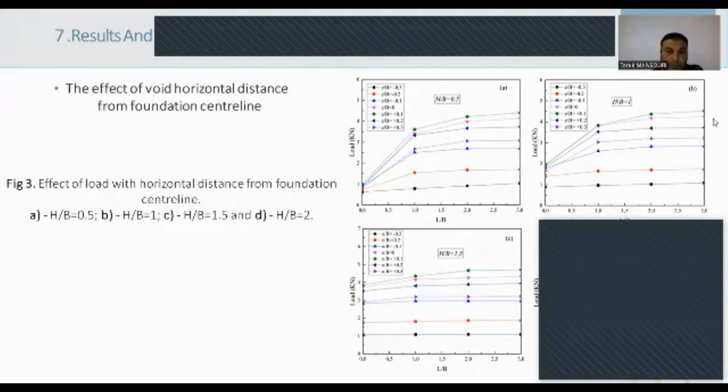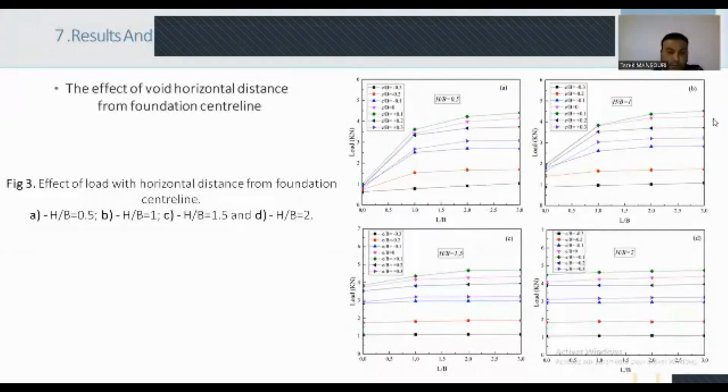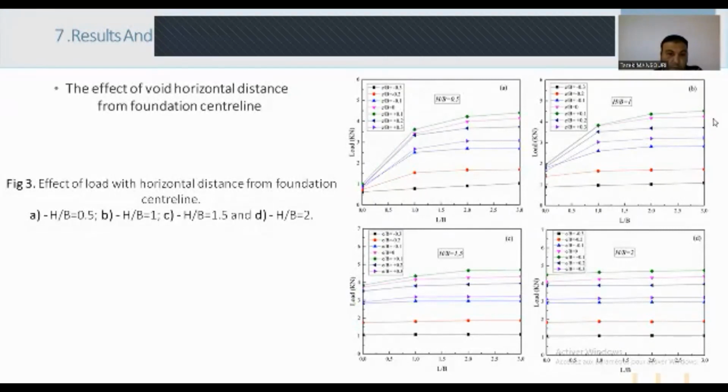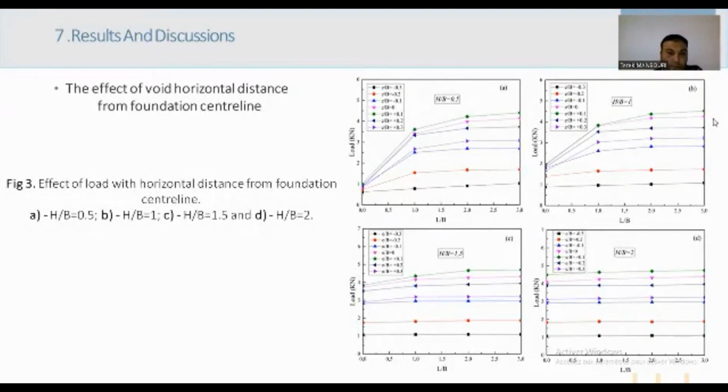Also, curves were designed at various void horizontal distances shifting from 0 to 3B. Irrespective of the eccentricity of the applied load, e/B equals minus 0.3 to plus 0.3, as the void moves far away from the centerline of the footing, its influence decreases. Moreover, its impact becomes insignificant when the void distance equals twice the width of the footing. Beyond L/B equals 2, the foundation behaves like a foundation without a void.